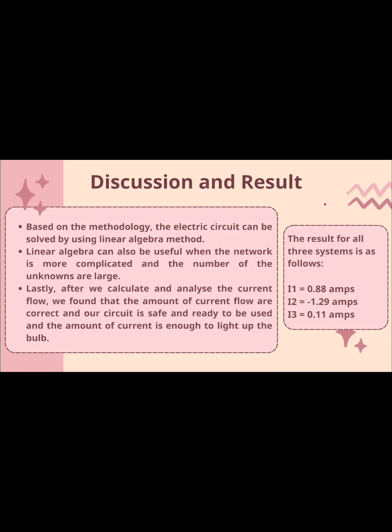Now I will be discussing the results. Based on the methodology, the electric circuit can be solved by using the linear algebra method. Linear algebra can also be useful when the network is more complicated and the number of unknowns is large. Lastly, after we calculate and analyze the current flow, we found that the amount of current flow is correct and our circuit is safe and ready to be used, and the amount of current is enough to light up the bulb. The result of all three systems is as follows. I1 is 0.88 amps, I2 is negative 1.29 amps, and I3 is 0.11 amps.